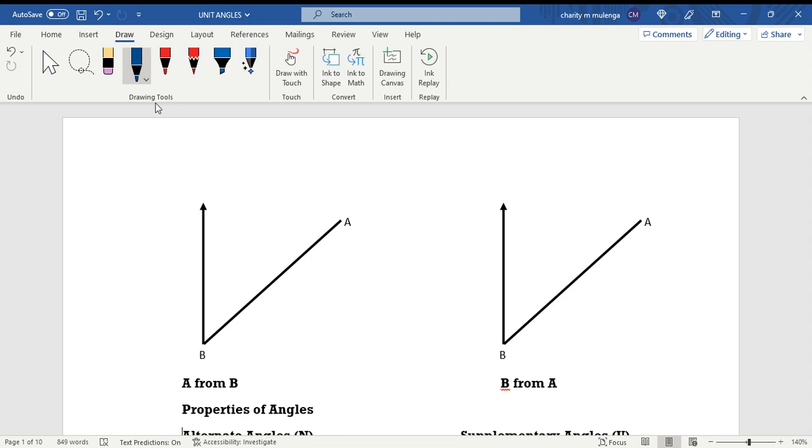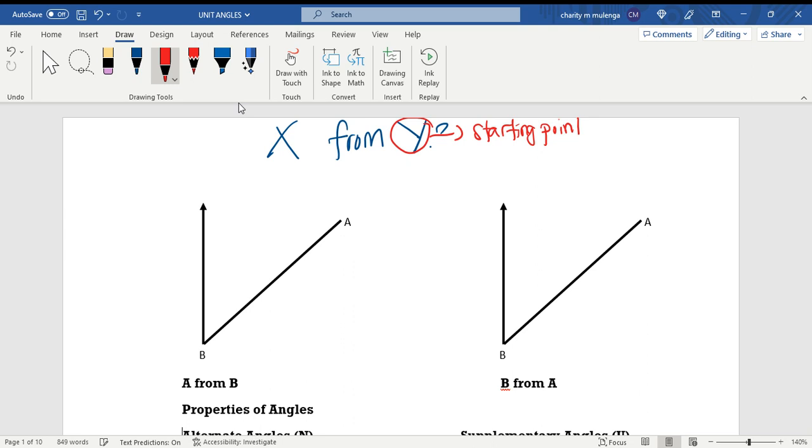Now, if you want to become very good at bearings, it's important that you understand the language of bearings. The language of what? Bearings. Now, if I say find the bearing of x from y, what does this mean? This simply means that y is our starting point, where the journey starts, and x is our destination.